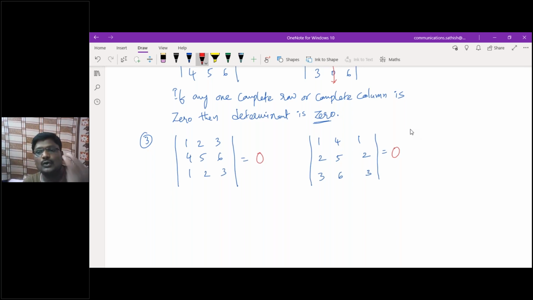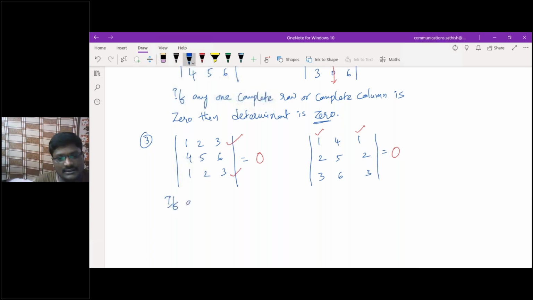If any two rows are proportional to each other, or if any two rows are same, or any two columns are same, then the determinant of that matrix is what? It is 0. See, this row and this row are the same, and this column is what? Same. If any two rows or two columns are same, then the determinant of the matrix is 0. Write down that one.